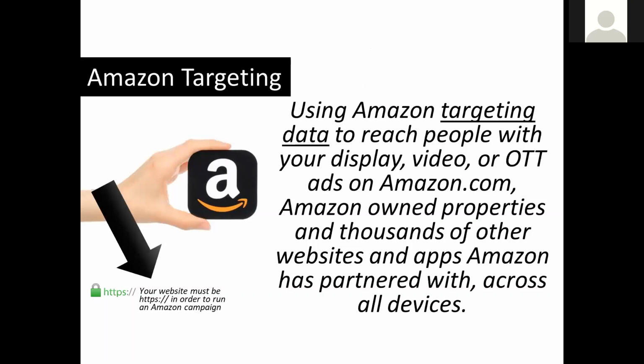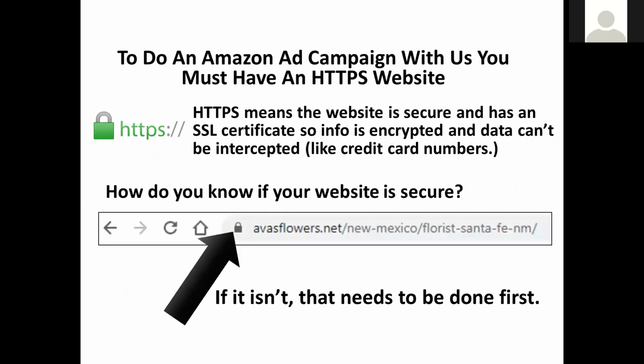So talking about Amazon targeting now, using Amazon targeting data to reach people with your display, your video, your OTT ads on Amazon.com, on Amazon-owned properties, and on thousands of other websites and apps that Amazon has partnered with across all devices. So to do an Amazon ad, and this is a campaign with Manning Media, Manning Media is one of the very first media agency, marketing solution agencies here in this region to offer this type of delivery. It's something that not everyone can do. We are very fortunate to be able to offer this to our clients.